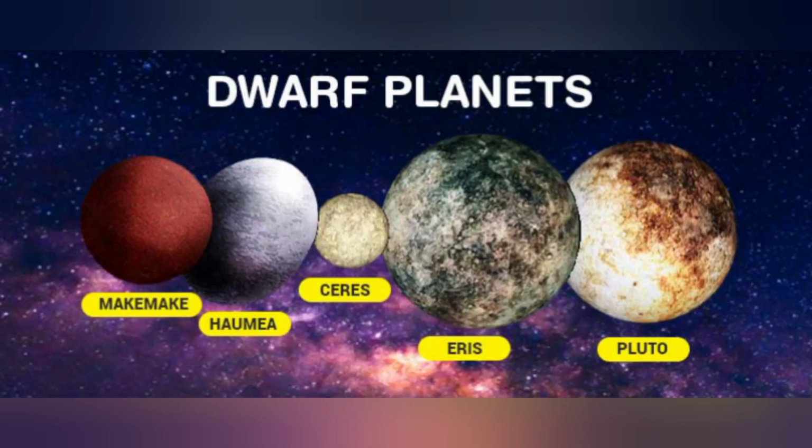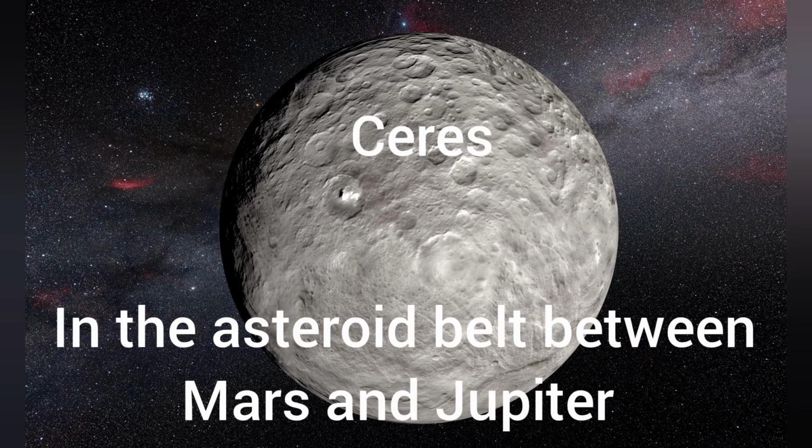Apart from the 8 planets that orbit around the sun, there are also dwarf planets. Dwarf planets are smaller as compared to the 8 planets, but they are still in the orbital zone of the sun. They are Makemake, Haumea, Ceres, Eris, as well as Pluto. Ceres is the smallest amongst the dwarf planets. It lies in the asteroid belt between Mars and Jupiter.